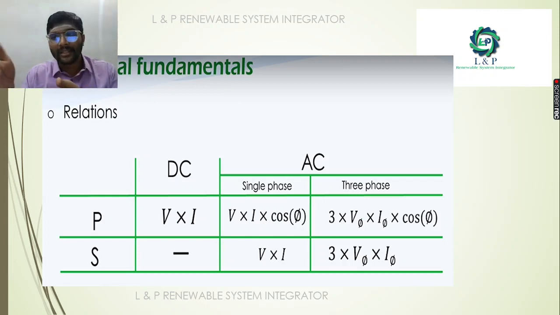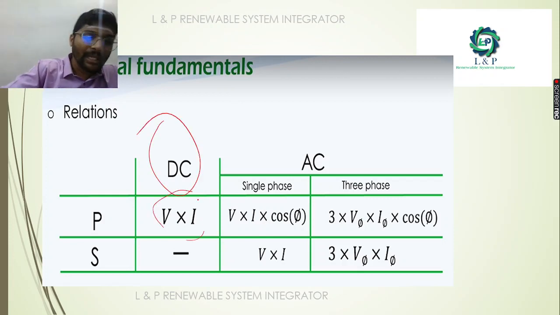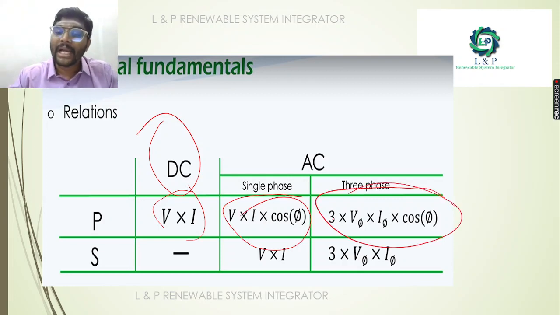So how can we relate the DC power and AC power? What are the different formulas? If you want to calculate the DC power, it's very easy: P is equal to VI. That's it. If you're going for a single phase, it will be VI cos phi. If you're going for a three phase, it will be 3 into VI cos phi.